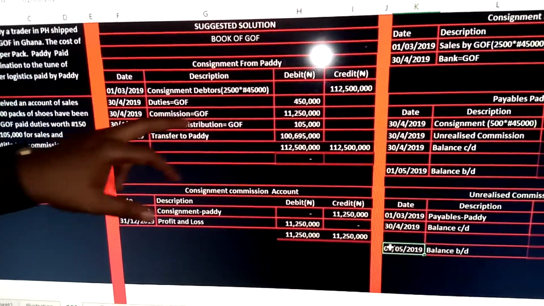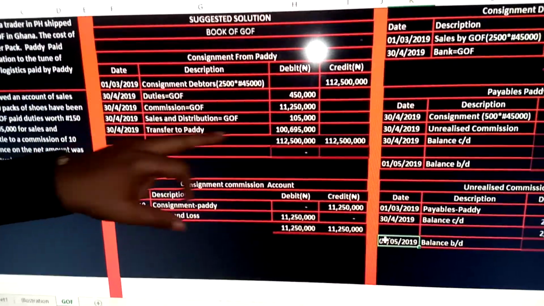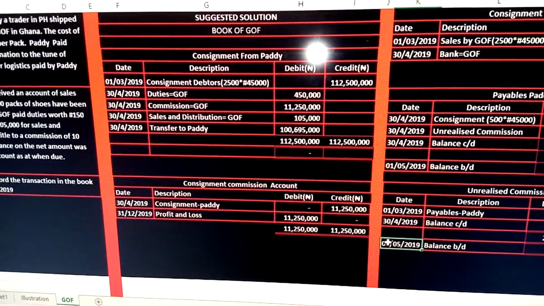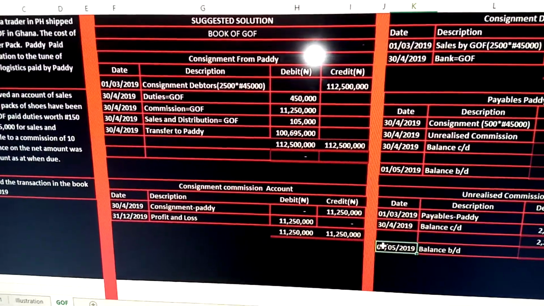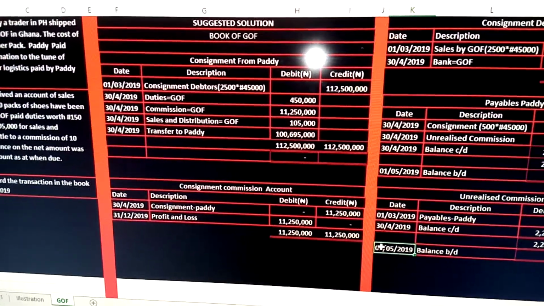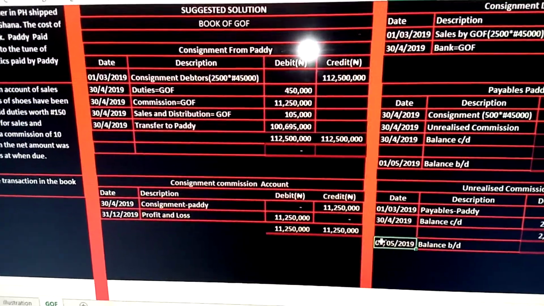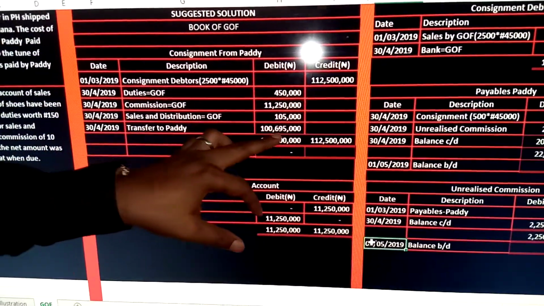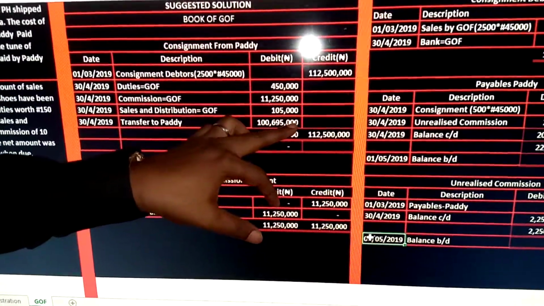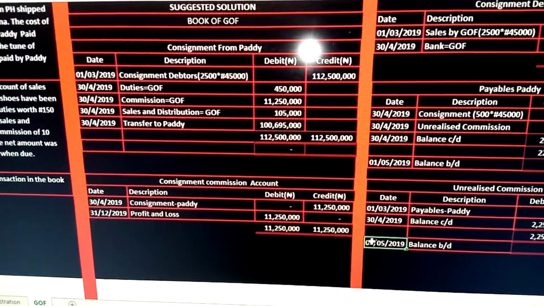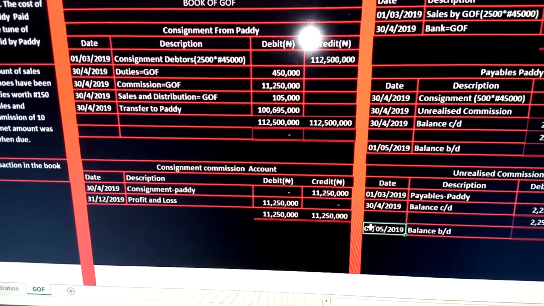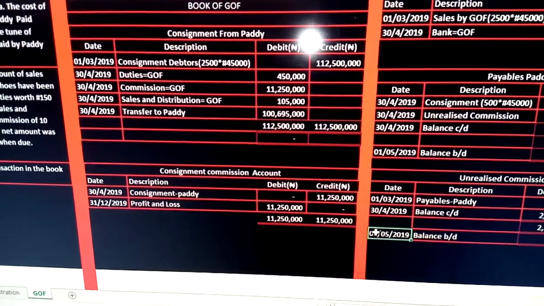Now, what are the expenses paid? Duties, commission, sales and distribution. Now, this is a transfer to Paddy, 106,950,000. So this must be the same thing that Paddy has in his books against the GOF. So we have it here, 106,950,000 to be paid to Paddy. Then we have the consignment commission account, which is the commission that has been paid to the consignee. The consignee here is GOF.